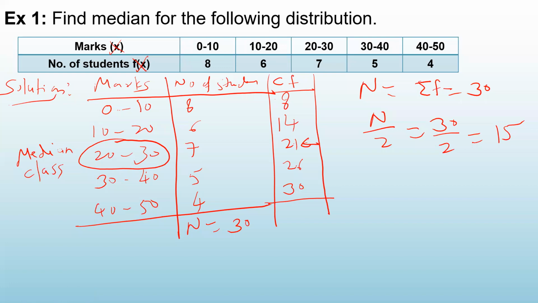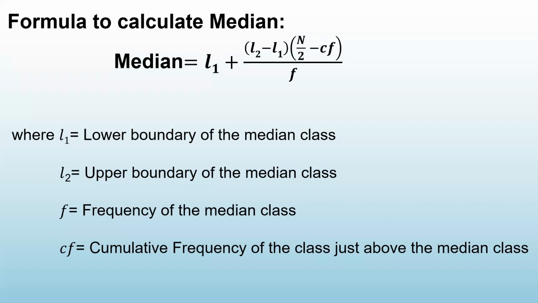Okay. So what is the median class? Median class is 20 to 30. What does that mean? आपका जो median का value है वो 20 और 30 के बीच में आना चाहिए. Okay. Now we will apply the formula. The last step. This one. ये formula आपको लगाना है. Let us write down the formula.